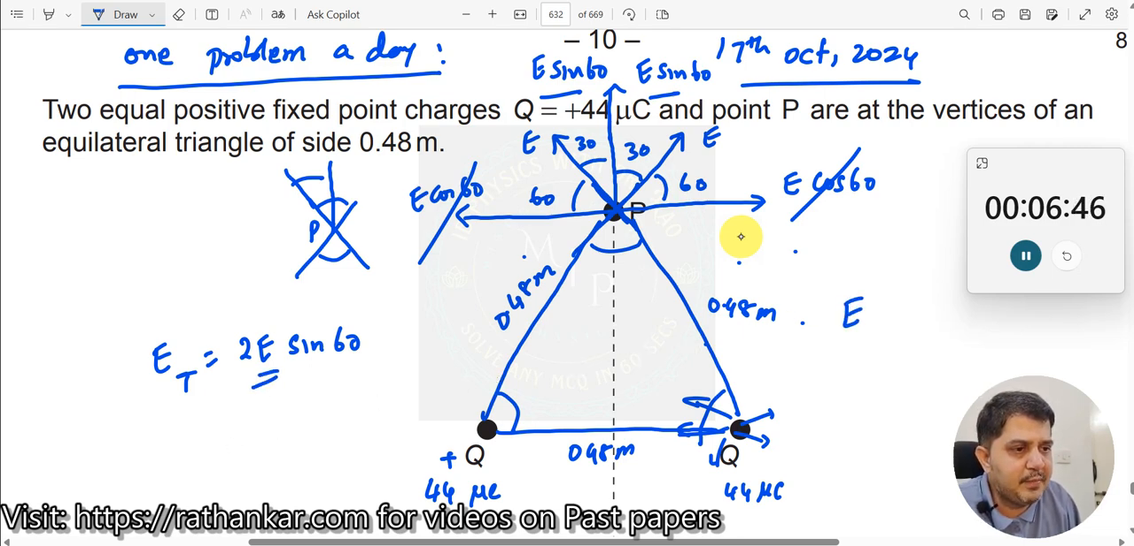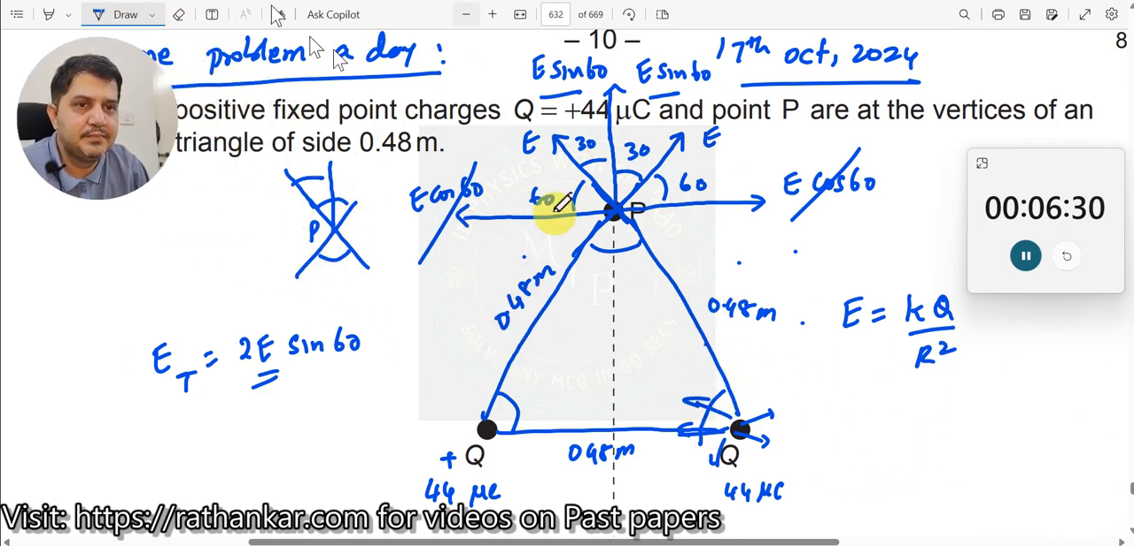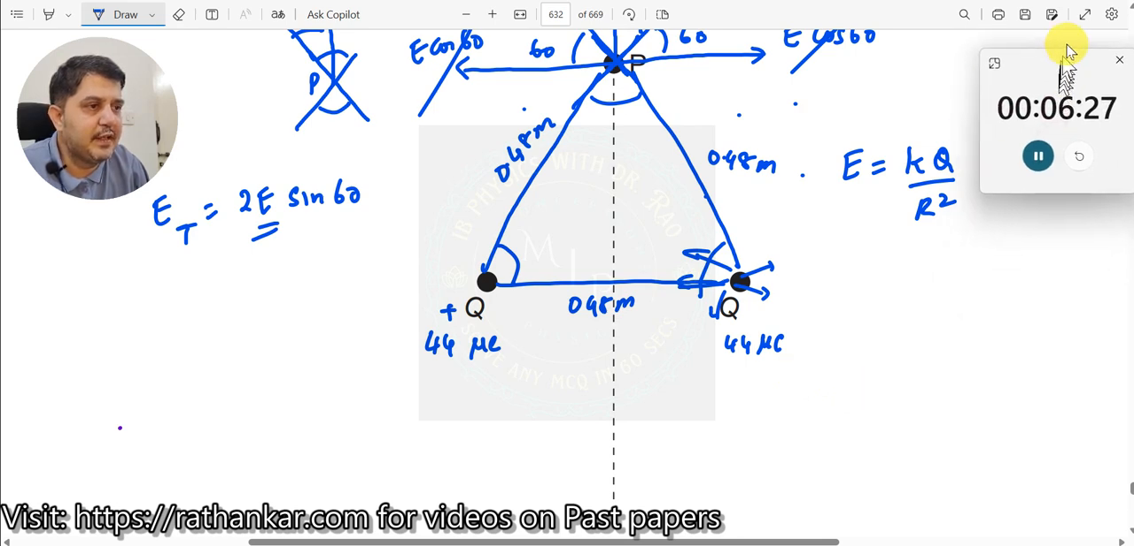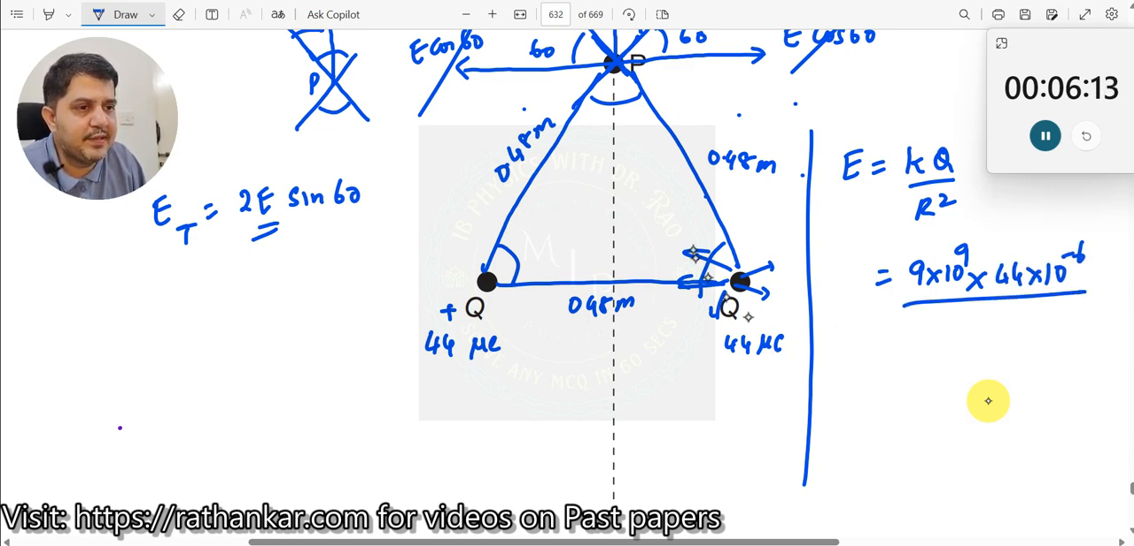Simple. The formula here, E stands out to be K times Q divided by R squared. What is Q? The charge here. What is R? Distance between the point and the charge over here, which is 0.48. Now let me substitute here. E is equal to, what is the K value? Electrostatic constant, 9 into 10 power 9. And what is the value of Q? 44 into 10 to the power of minus 6, divided by R squared. What is R? Distance, 0.48 squared. So when I do all this, what is the answer I get?